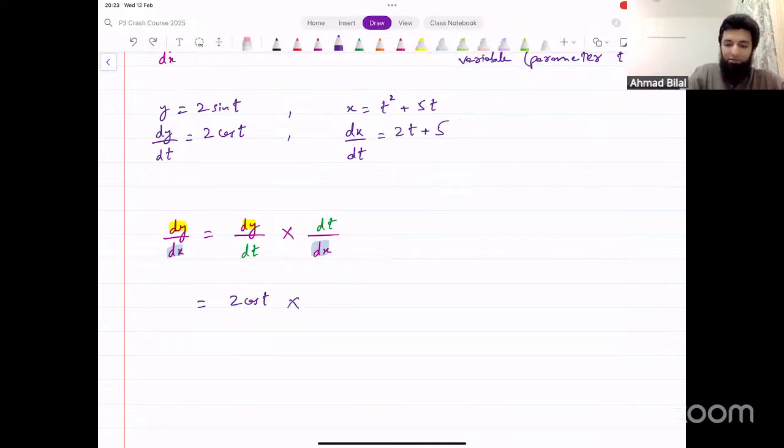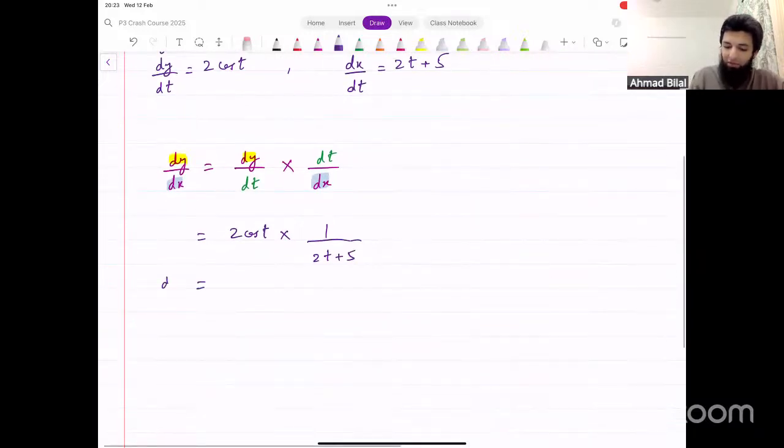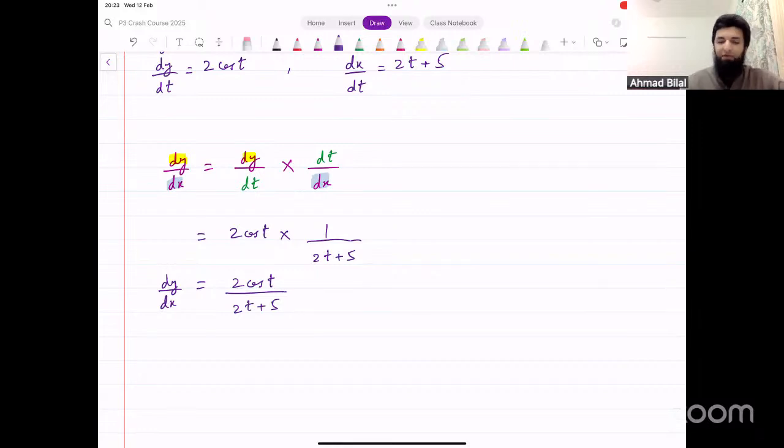Reciprocal of 1 upon 2t, just input that now. 1 over 2t plus 5, reciprocal of that. And the result, therefore, dy over dx turns out to be this. It's 2 cos t divided by 2t plus 5. That's the derivative that we're getting here.